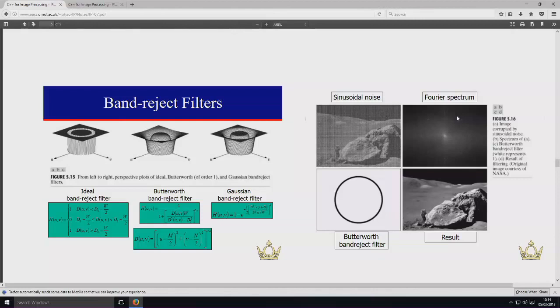This is called a frequency reject filter. Just remove some frequencies, not a band.